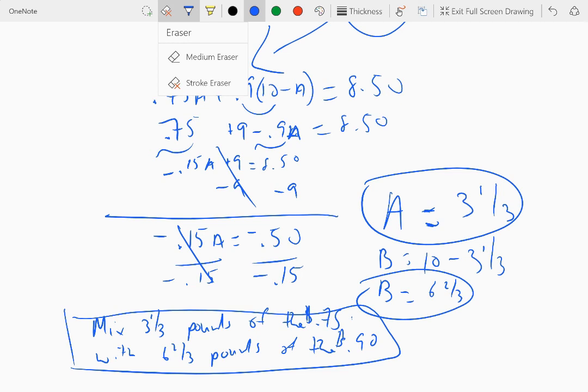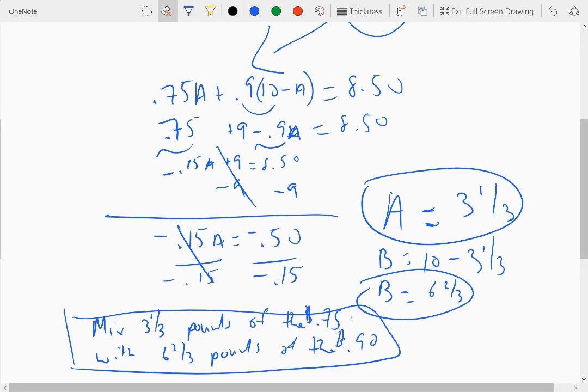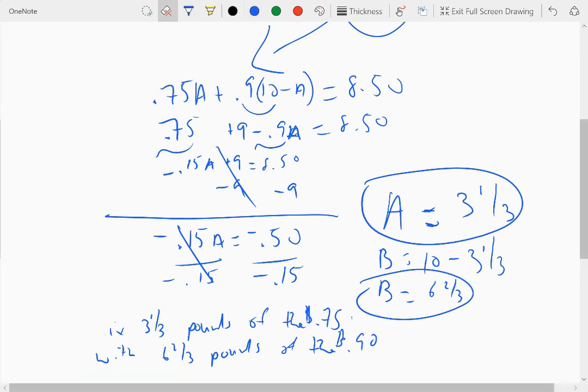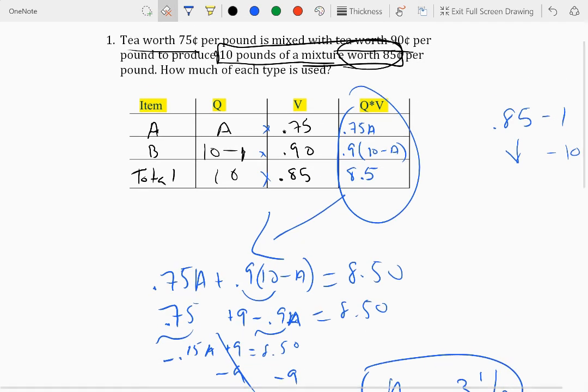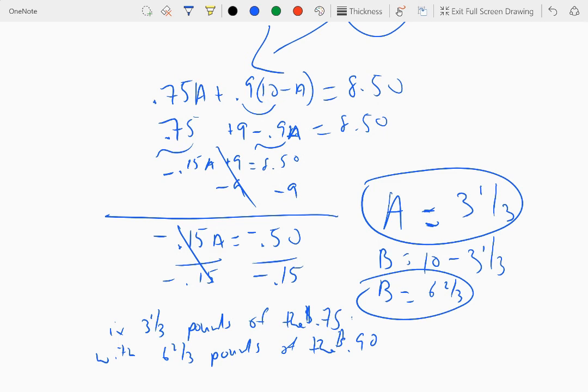And I hope that helps. So some of these problems you will actually use that middle column because, again, this one you have a combination. You have 10 pounds of mixture worth 85 cents. Okay. All right, guys, I hope that helps.